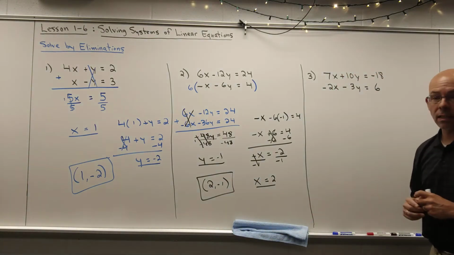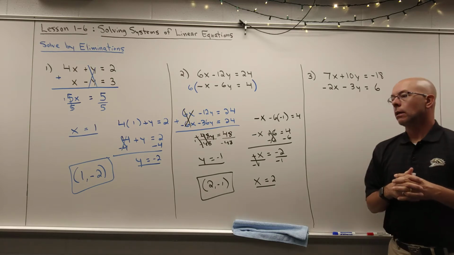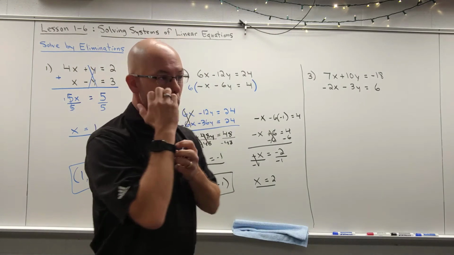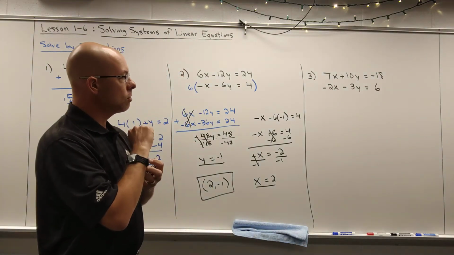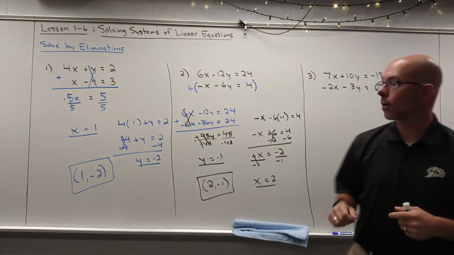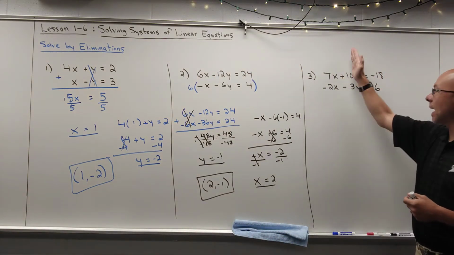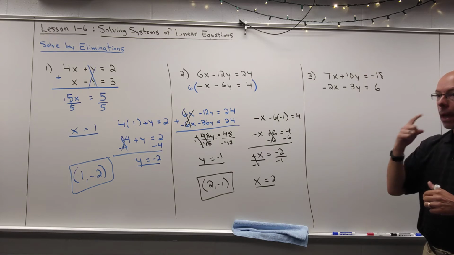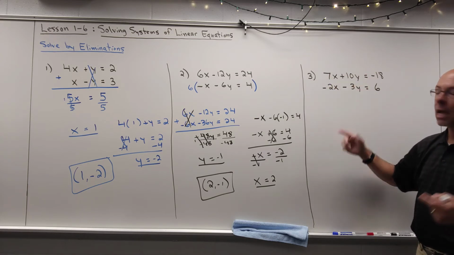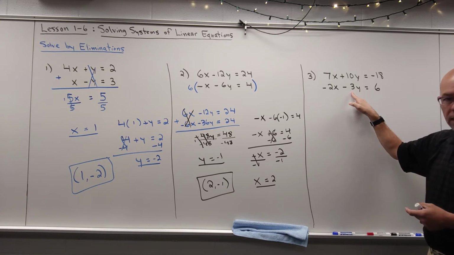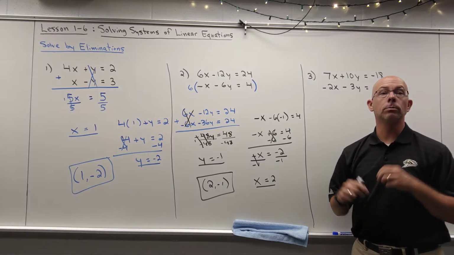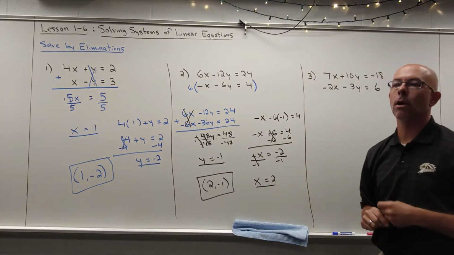Okay, moving on to the last example. This example is the most challenging of the three because neither one of the variables is ready to eliminate. If I add together, the x's don't cancel. If I add together, the y's don't cancel. I can't easily just multiply this 2 by something that becomes a 7. I can't multiply this 3 by something easily that becomes a 10. So I have to multiply both equations by a select number to make that happen.